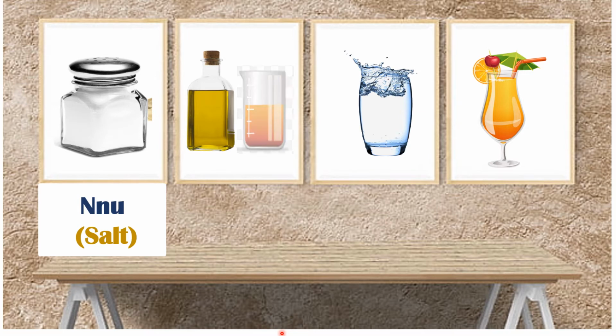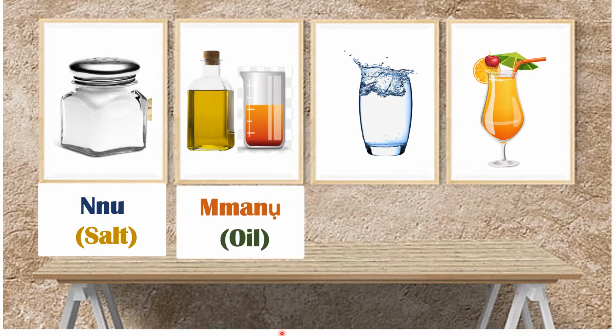We also have mmanụ. Mmanụ bụ oil. And in this case, you can see from the picture that I included two different kinds of oil. So this is groundnut oil. Yes, groundnut oil bụ mmanụ ọpapa, because ọpapa bụ groundnut. And we also have the palm oil, which is the red oil. So that one is mmanụ nni. So we have two oils. It's either mmanụ ọpapa or mmanụ nni.